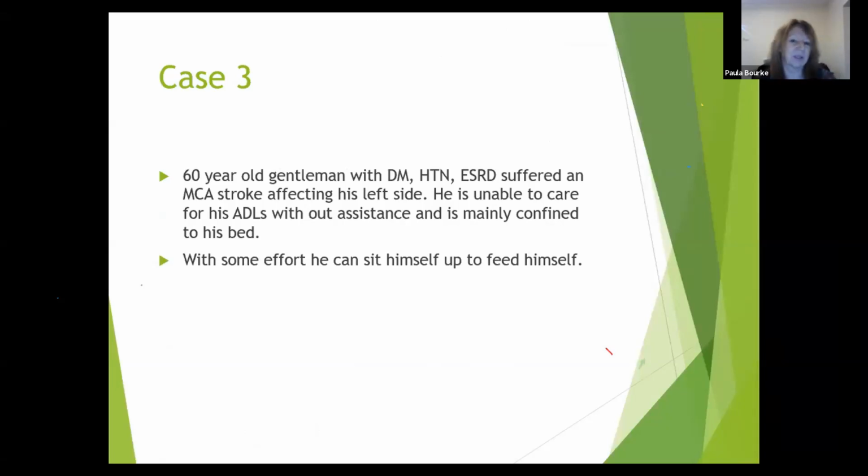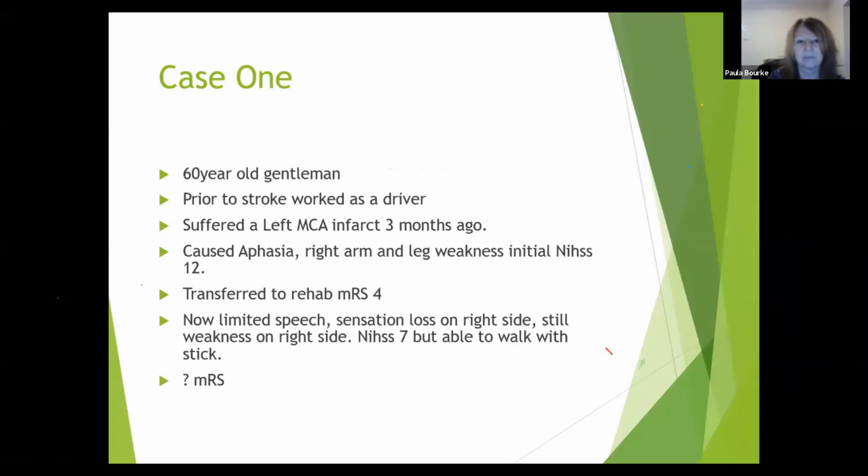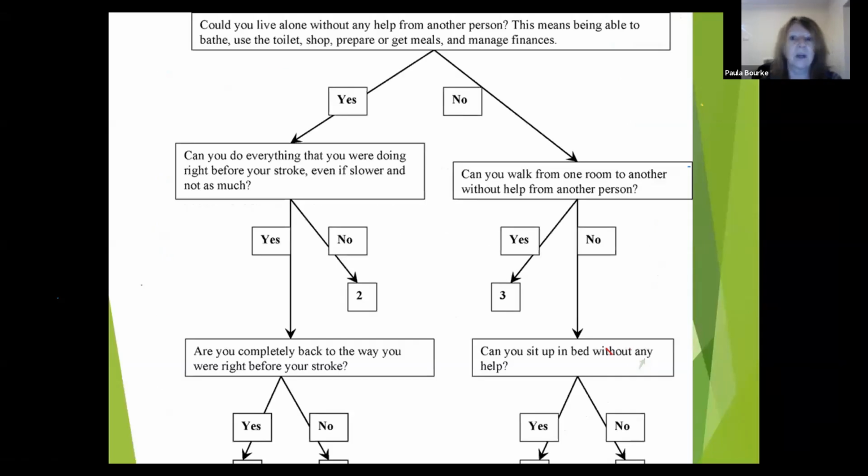What about this gentleman? A 60-year-old gentleman with diabetes, hypertension, end-stage renal failure, suffers a middle cerebral artery stroke affecting his left side. He is unable to care for his ADL, so he can't look after himself, he can't wash himself without assistance and is mainly confined to his bed. With some effort, he can sit himself up to feed himself. So, where are you going to put him? What are you going to classify him as? Well, he can't walk from room to room. So we're still going down this route.